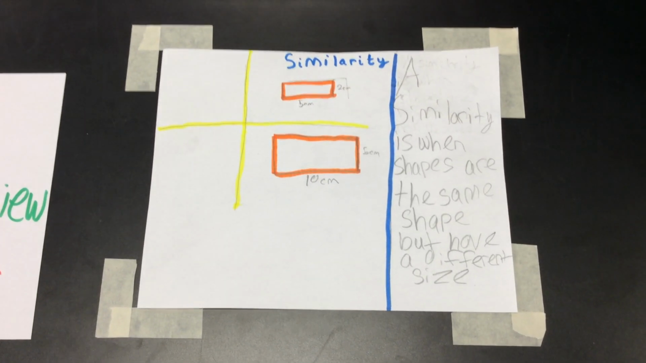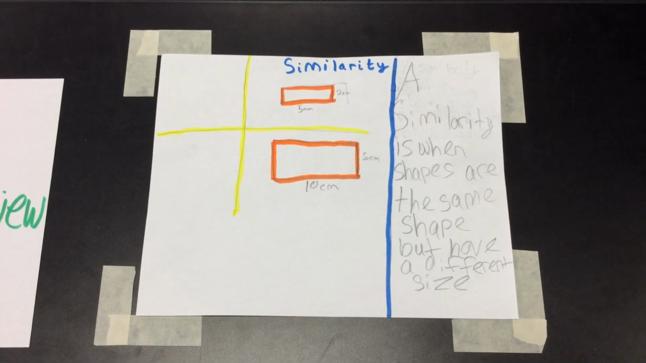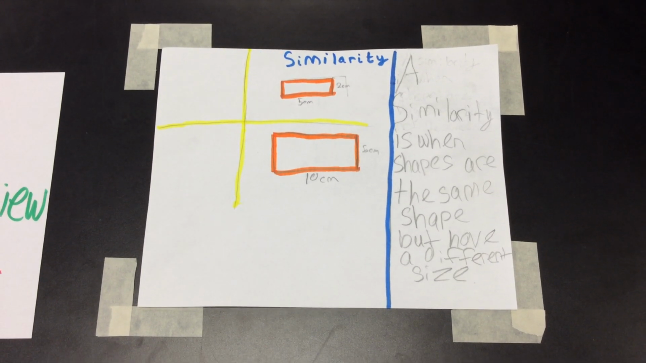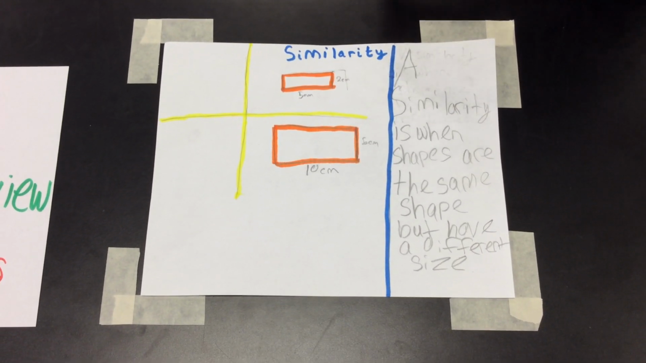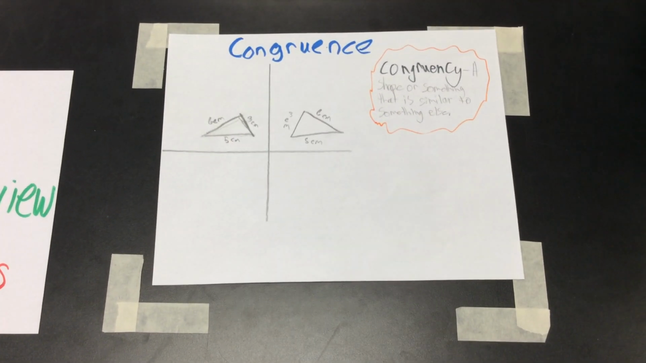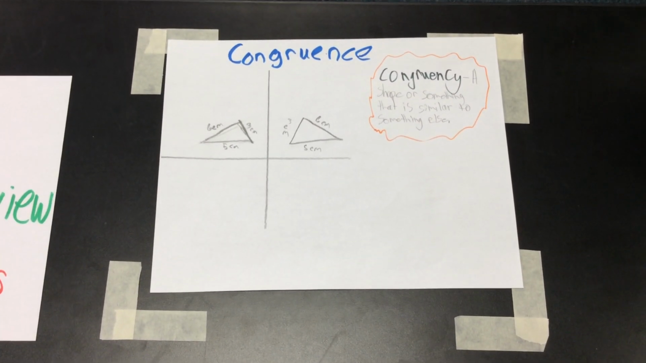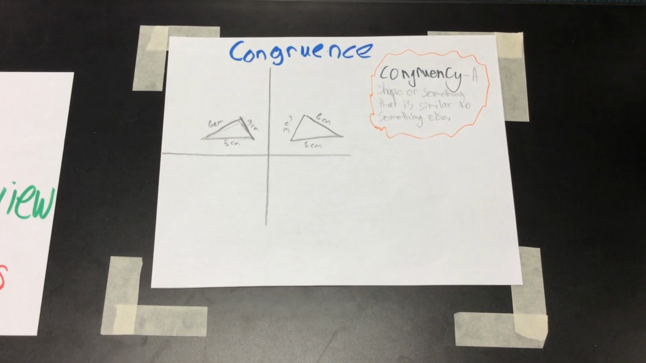Similarities. A similarity is when two shapes have the same shape, but a different size. Congruency. Shape or something that is similar to something else.